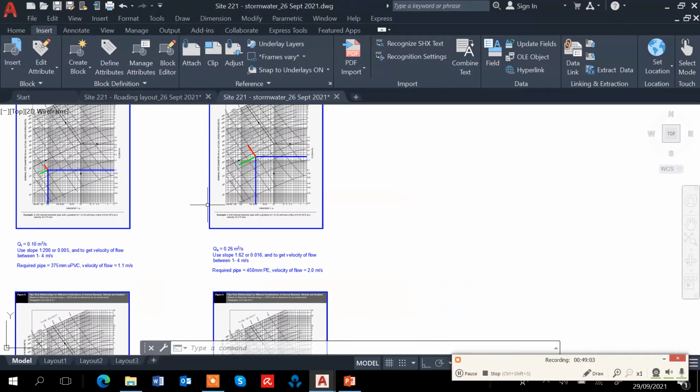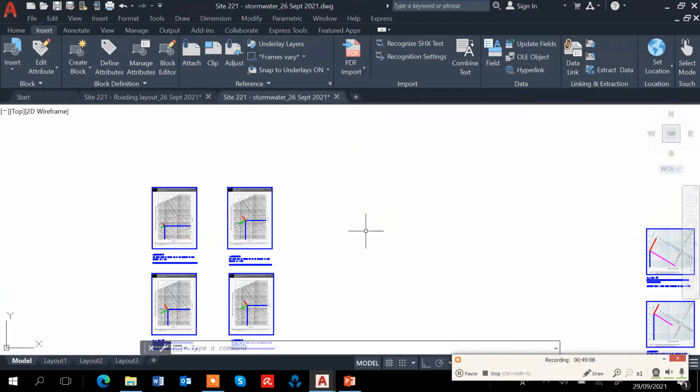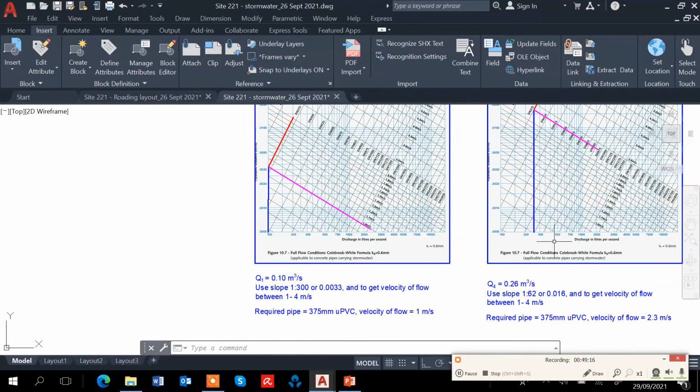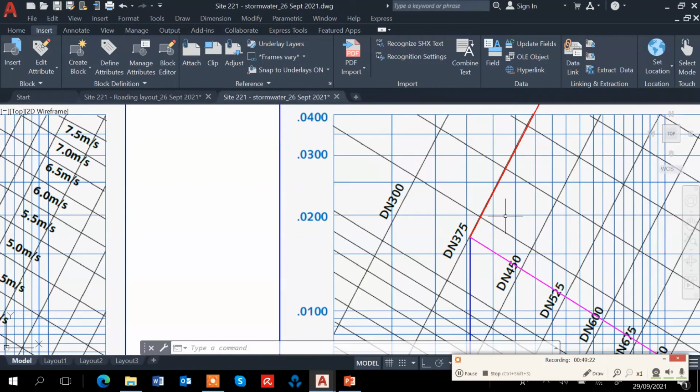So both the Manhole chart and the Colebrook-White are quite similar except for the 0.26, except for the Q4. The Q4, this one, the Manhole chart for Q4, we have to use the 450 PE. Whereas for the Q4 for the Colebrook-White, I can still use the 375 UPVC.